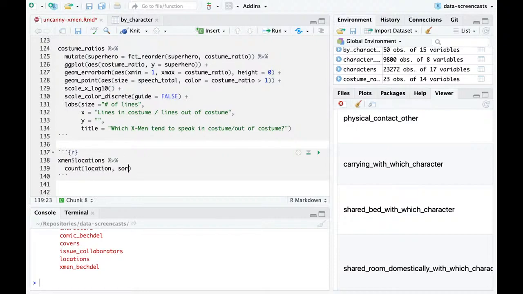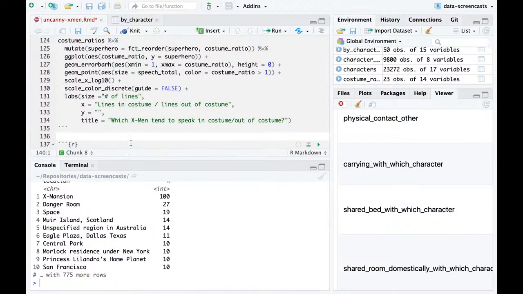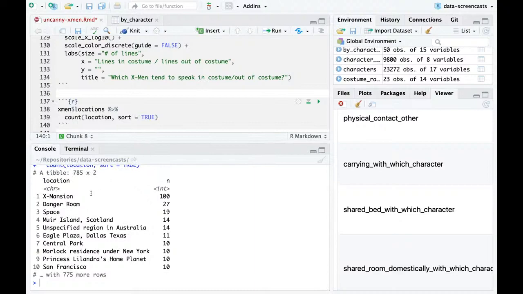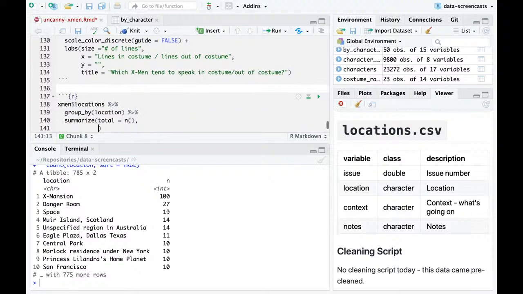count location, sort equals true. Imagine the Westchester, like the mansion is the X mansion in Westchester, which is where I'm from, by the way. Westchester is the top one. The danger room within the mansion. Space is a common one, and then we go down kind of on the list. One thing I'd say is we probably don't want to say the count. We might want to say the number of distinct issues. I don't know if those are different, but that's just a quick, let's see, summarize total is n, issues is n distinct issue number.